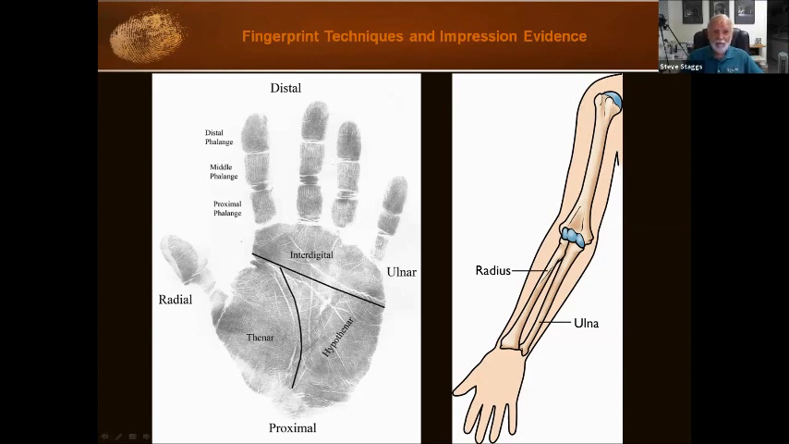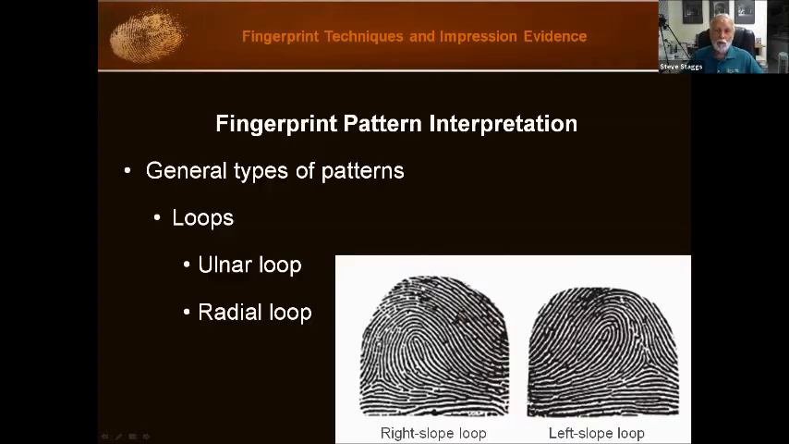If you have a left slope loop pattern on the right hand, it's a radial loop. And if you have a left slope loop pattern on the left hand, it will be classified as an ulnar loop. Now, when we're doing classification, we will know which hand it is because it's on a print card. It's on a 10 print card.